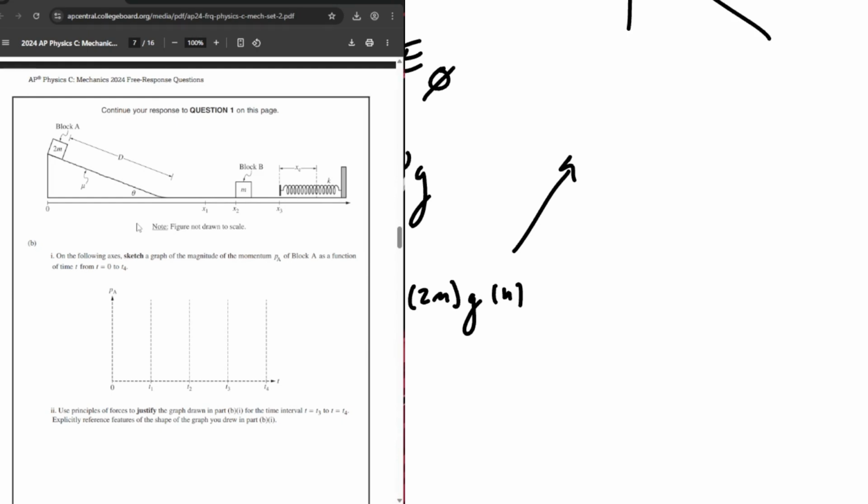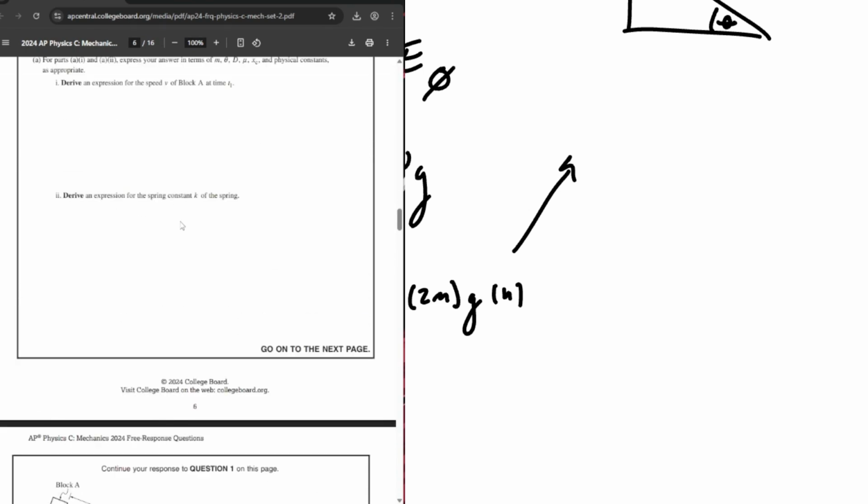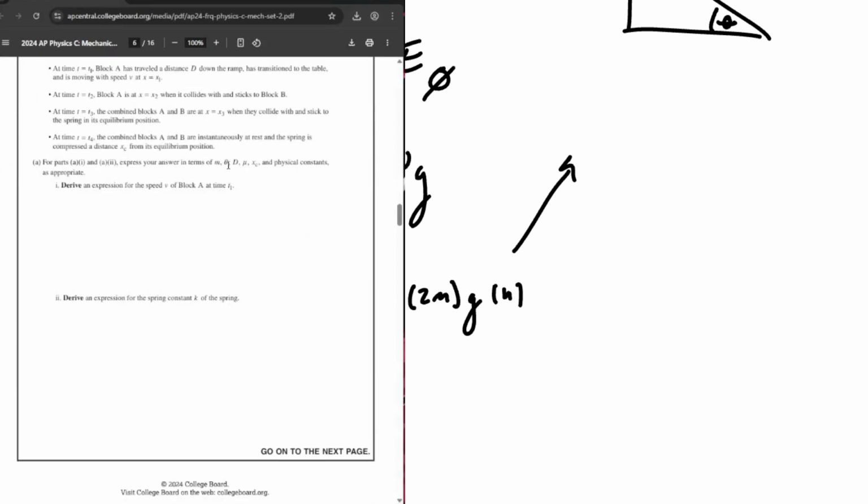So I'm going to draw out everything here. So they asked, there's theta. They asked for things in terms of m, theta, d, mu, and xc. So we're not given h there, so we're going to have to derive it ourselves. So let's think about, well, just trigonometry.